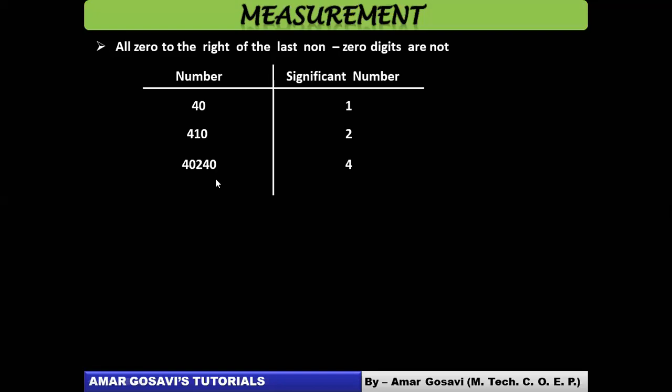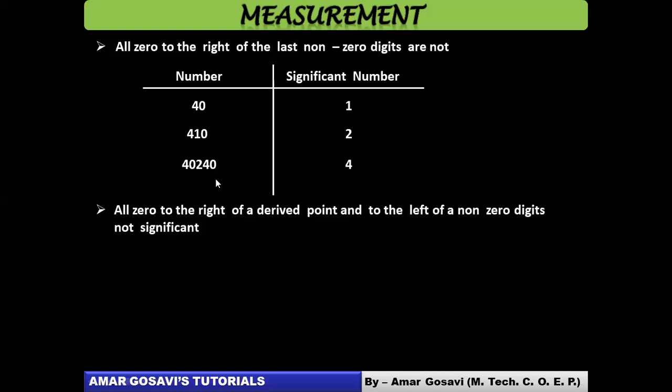Correct. Let's move ahead. Okay, important again. All zeros to the right of a derived point. Understand the statement. You all know the statements are a bit complicated, but the moment we try to understand them with examples, things become easier for us. So let's understand the statement. Again, what the statement says: all zeros to the right of the decimal point and to the left of the non-zero digits are not significant.